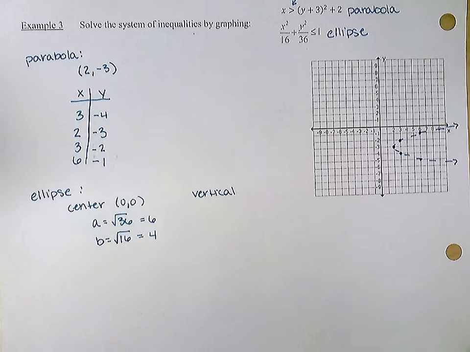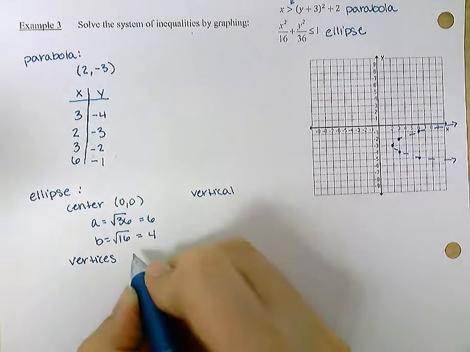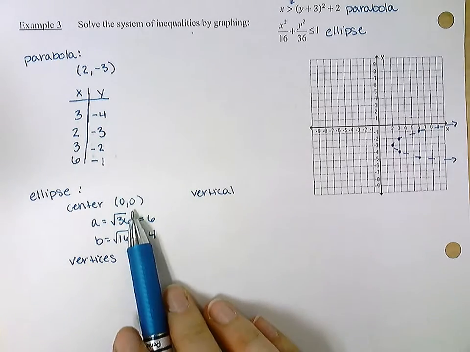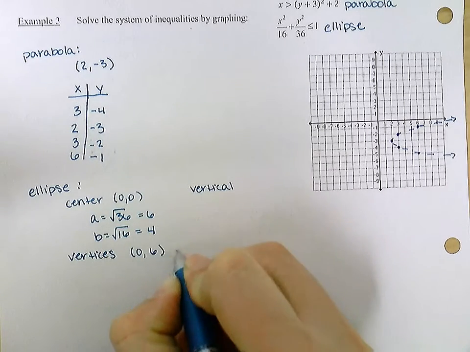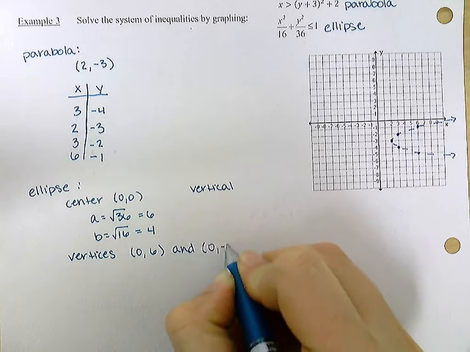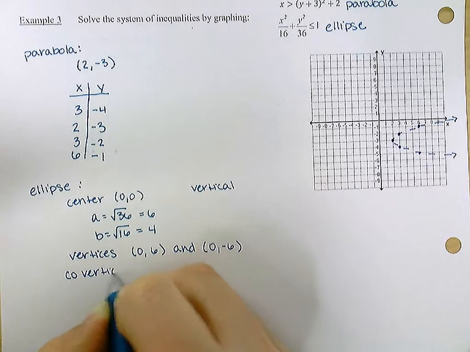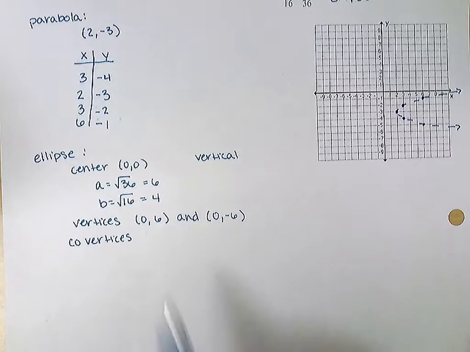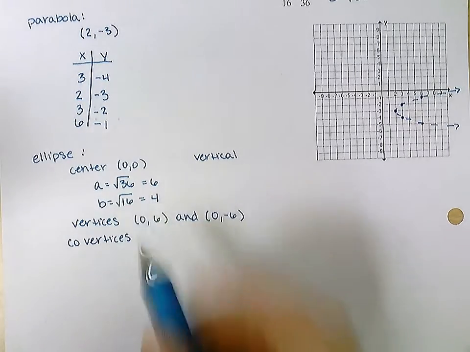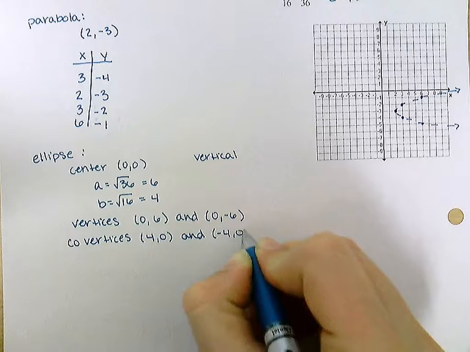Okay, so that means I need to change the k value for the vertices. Okay, so h stays the same. I need to add the a value to k. So add 6 to 0 is 6. And subtract 6 from 0 is negative 6. And then I need the covertices. We're going to change the h value this time with b. Okay, so add 4 to 0 and keep k the same. And subtract 4 from 0 and keep k the same.